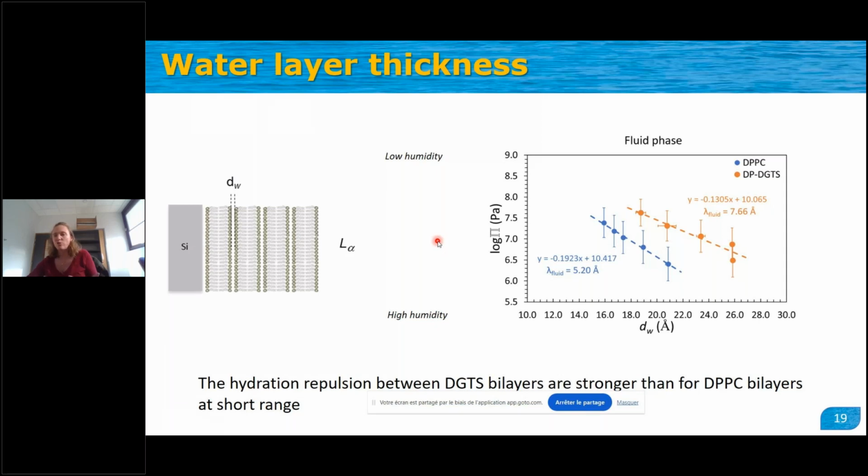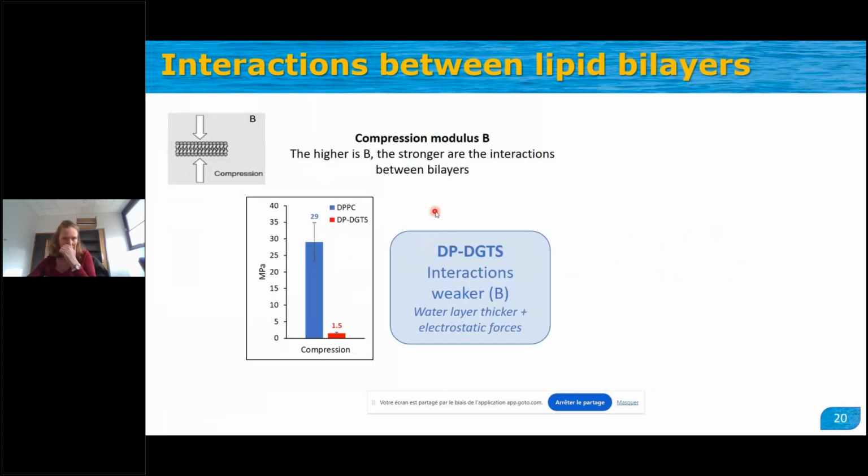Because that's at short range, a really artificial situation, we went on to measure at long range, so in full water. For that, we measured the compression modulus, which we could extract from the neutron diffraction scans. What we could see is that the compression modulus is much higher for DPPC than for DGTS. And what it means is that the interaction between the bilayers is much higher for DPPC than for DGTS.